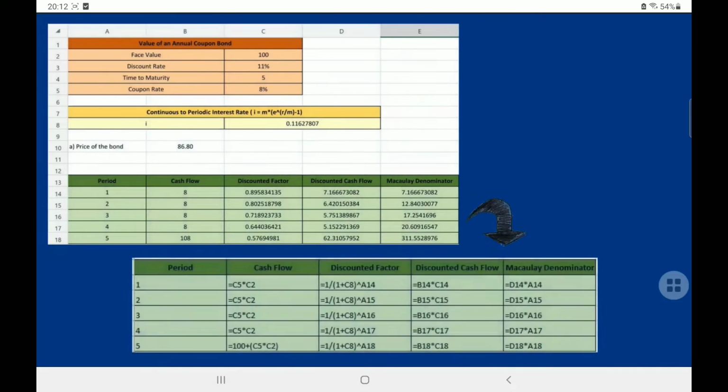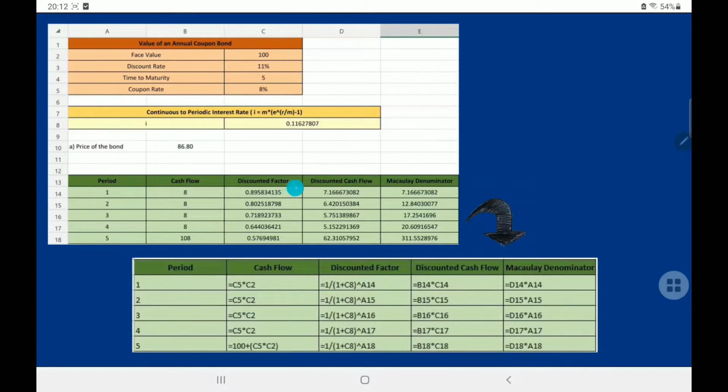For the bond duration in Excel, we use the Macaulay denominator. To find the Macaulay denominator, we need to find the cash flow, discounted factor, and discounted cash flow. First, to find the cash flow, we need to multiply the face value 100 with the coupon rate, which is 8%. Then we will get 8. And at the last year, which is 5, we need to add 8 plus the face value.